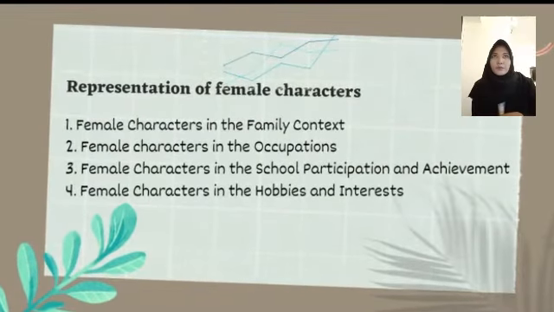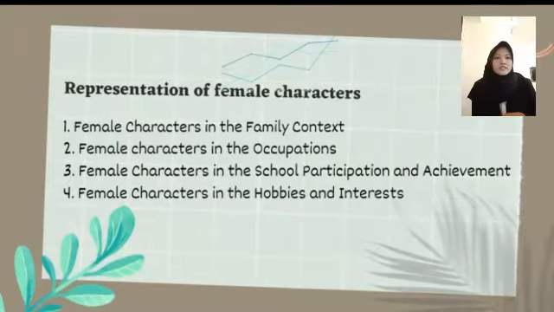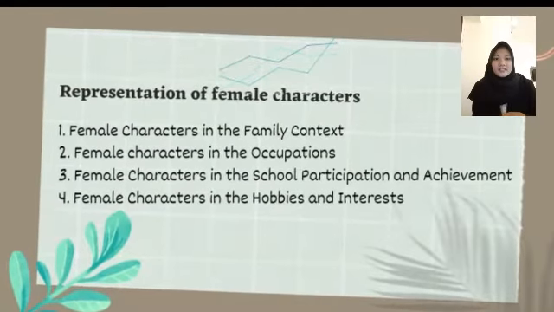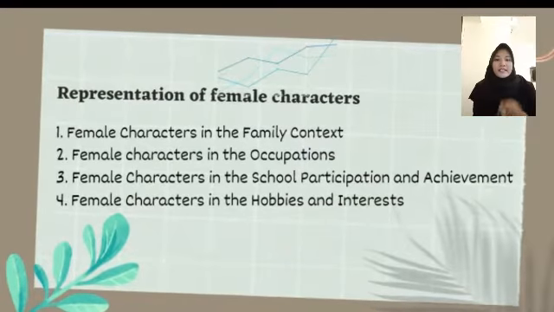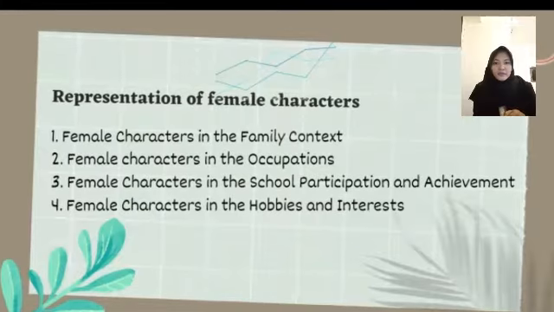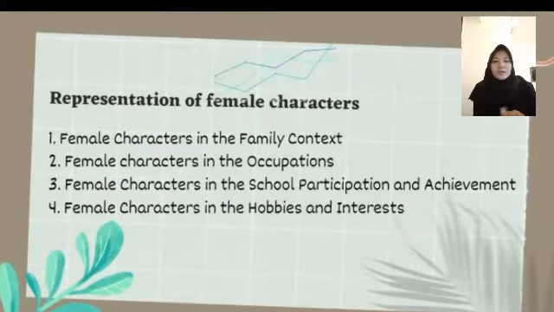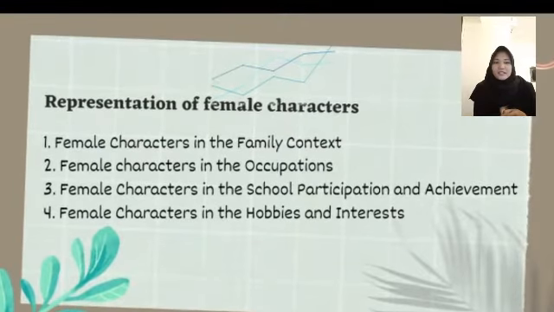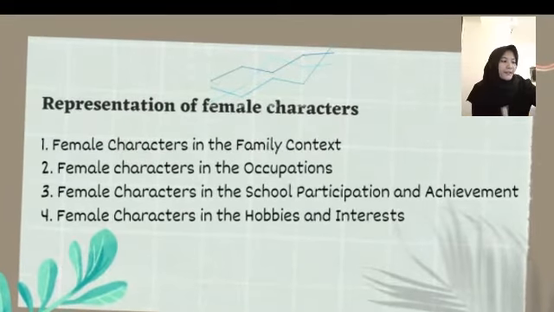contexts to analyze. The first context is female characters in the family context, and the second is female characters in the occupation, and the third is female characters in the school participation and achievement, and the last is female characters in the hobbies and interests.